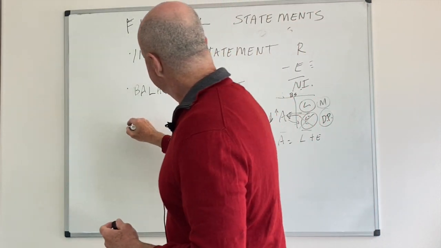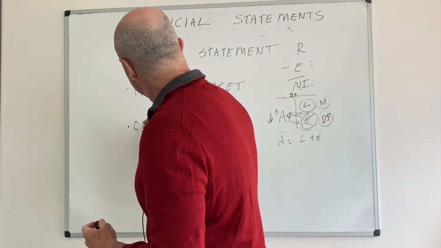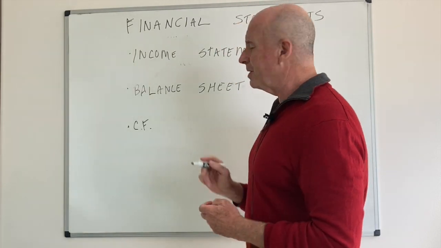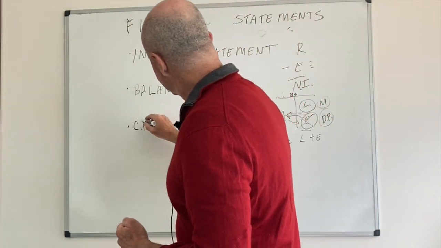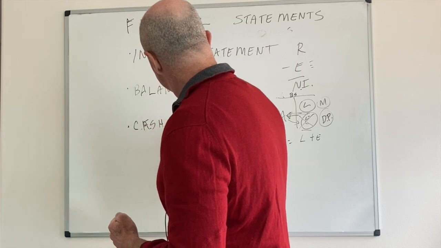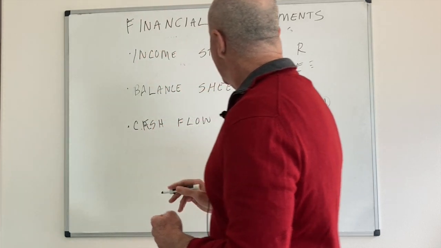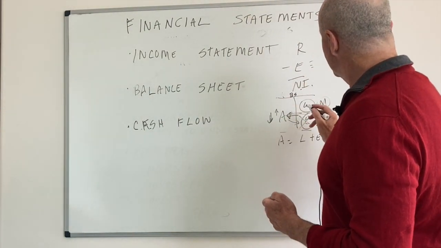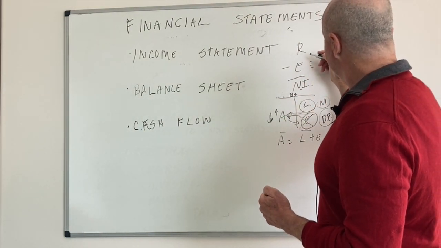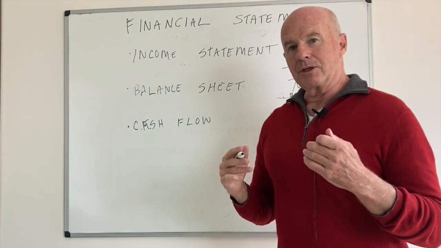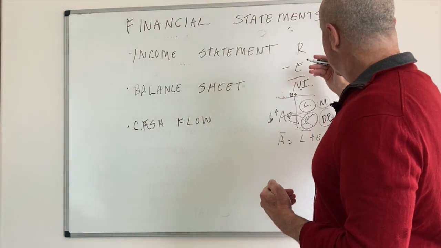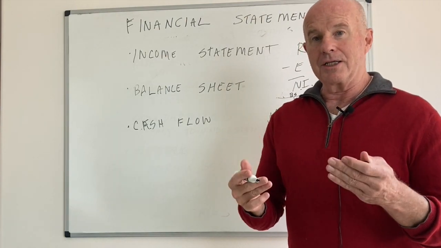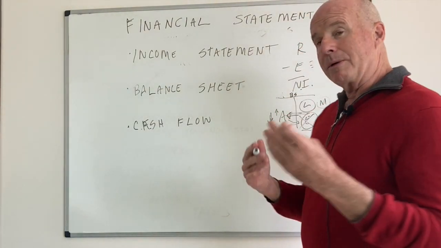The last one is called the cash flow statement. And the cash flow statement is, I'll write it all out so we see it, the cash flow statement. And what the cash flow statement does is basically reconcile between the income statement and the balance sheet, because some of the things in the income statement may be transactions that are non-cash, and we'll talk about that in more detail.